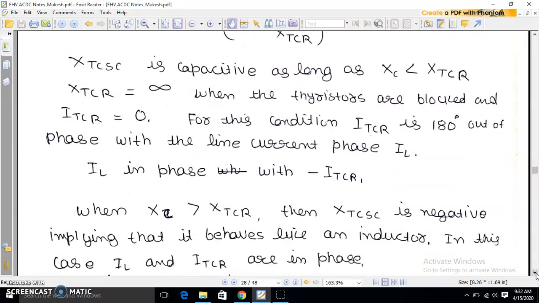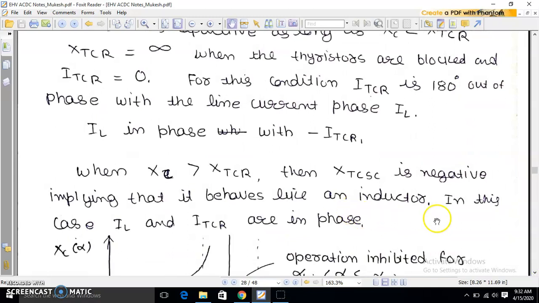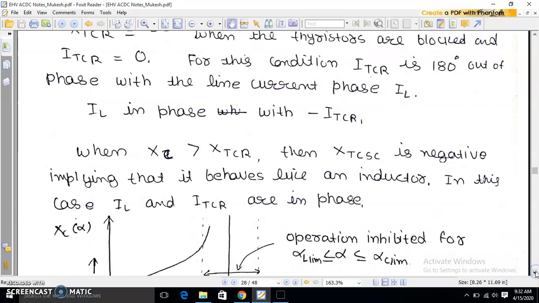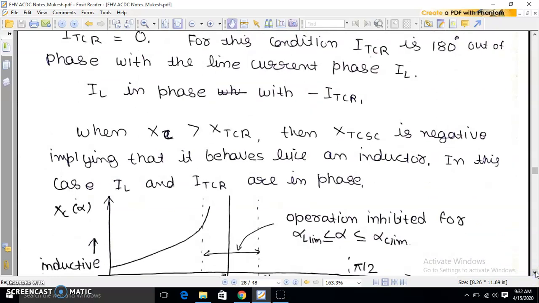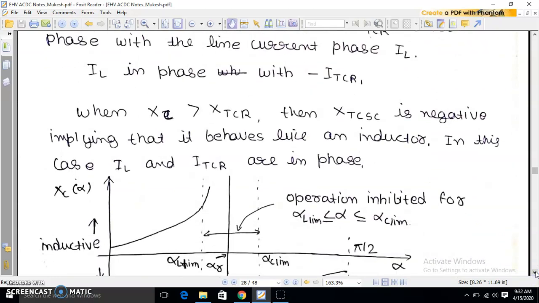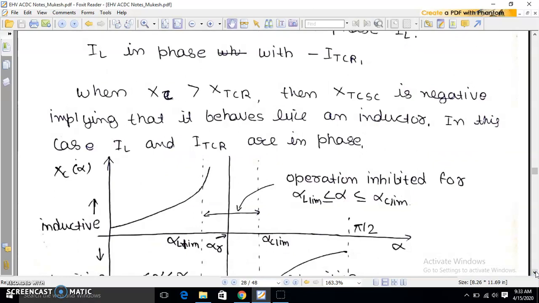When XC is greater than X_TCR, then X_TCSC is negative, implying that it behaves like an inductor. In this case, IL and I_TCR are in phase, as we discussed earlier while looking at the diagram.